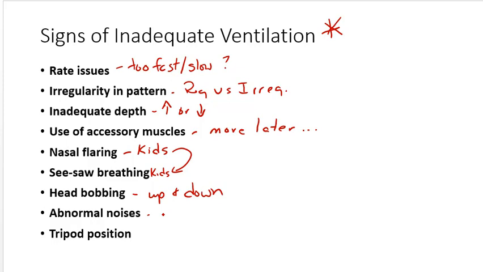Funny noises, things like wheezing or rattles or any other noise when breathing, is typically a bad sign. Finally, a lot of folks who are having trouble breathing will get in what's known as the tripod position. This is where they're leaning forward with their hands on their knees. Most people with breathing problems will refuse to lay down.